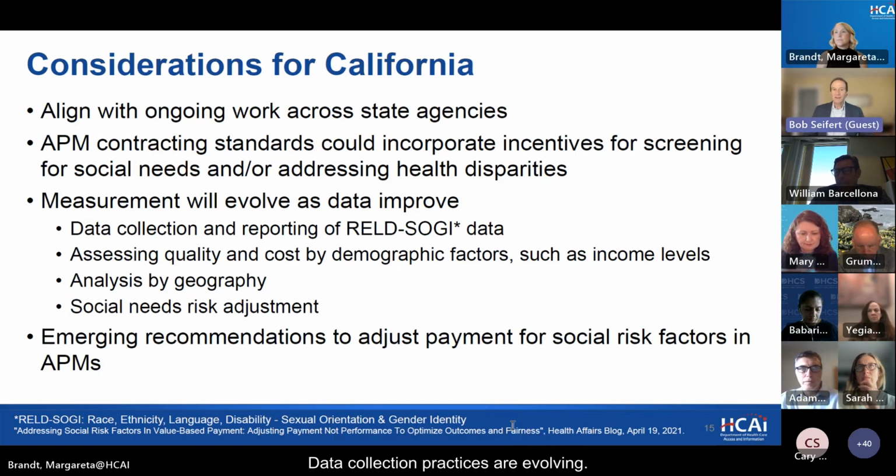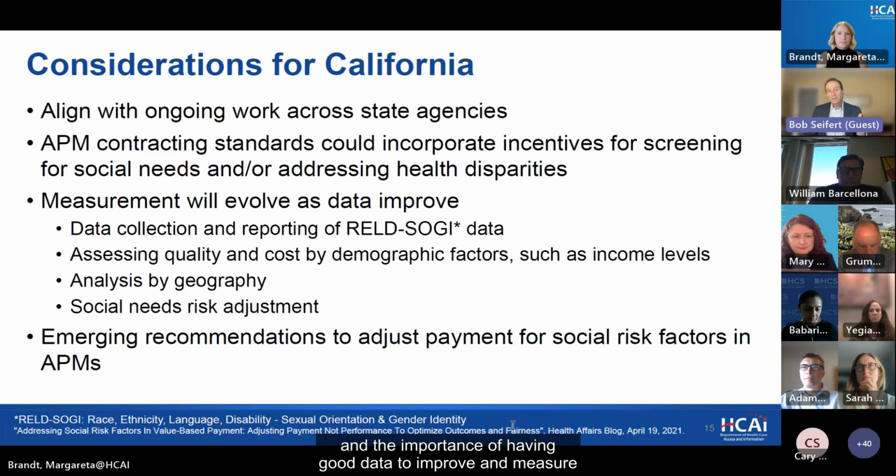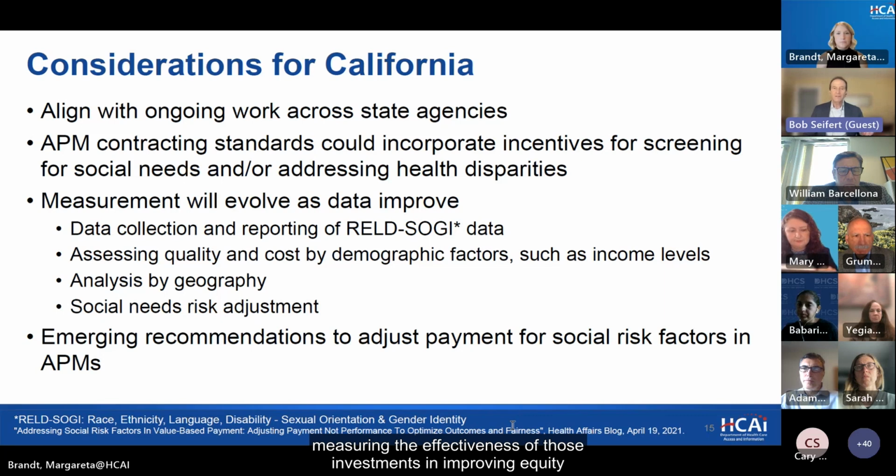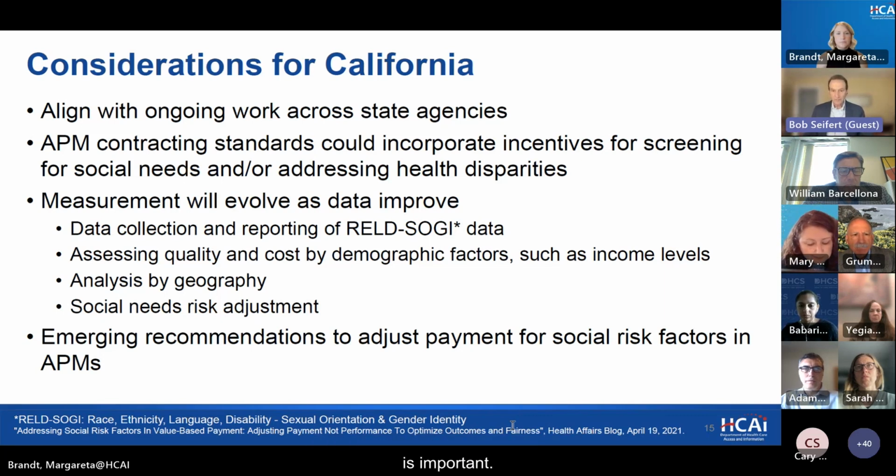Data collection practices are evolving. There are considerations here about balancing the data collection burden and the importance of having good data to improve and measure equity. And then the fourth consideration is that while certainly APMs are one potentially effective vehicle for addressing health-related social needs, and as part of realizing that potential, measuring the effectiveness of those investments in improving equity is important.